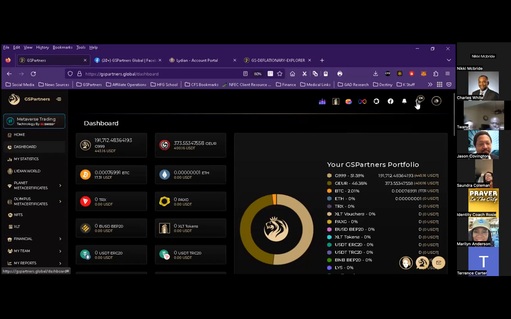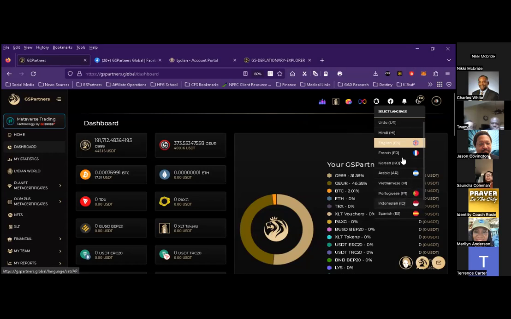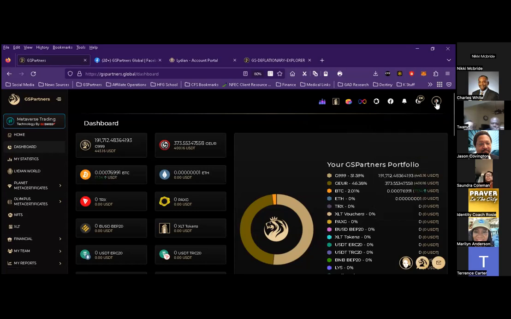Next to this is really just your English, your language, basically. And next to this is a direct link to your profile and to your two-factor authentication, as well as log out. So it's a bunch of stuff on this one page.